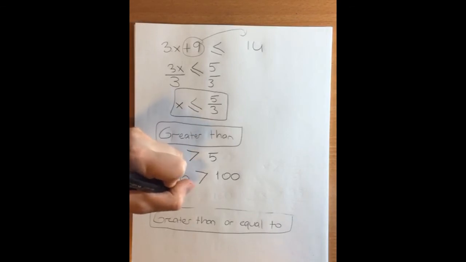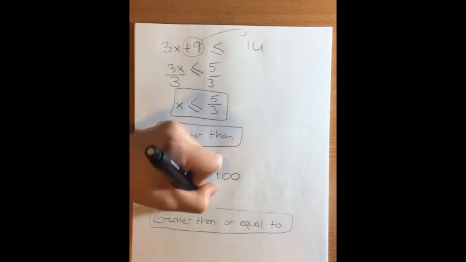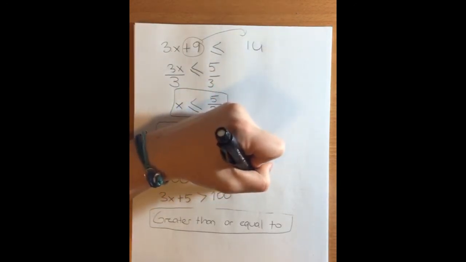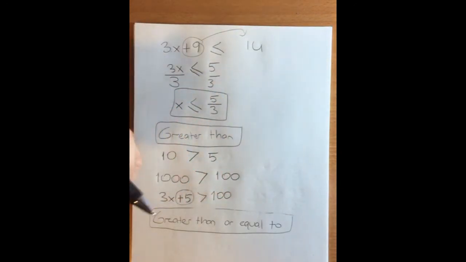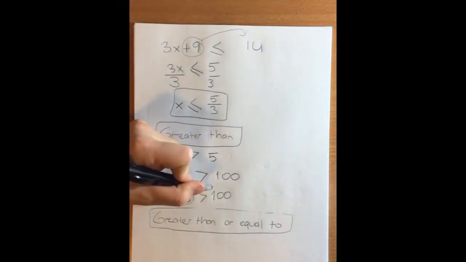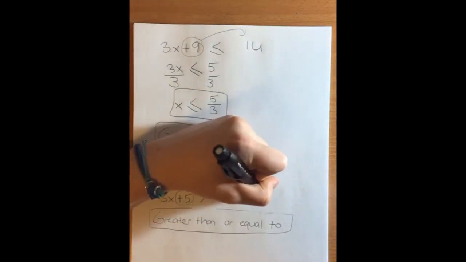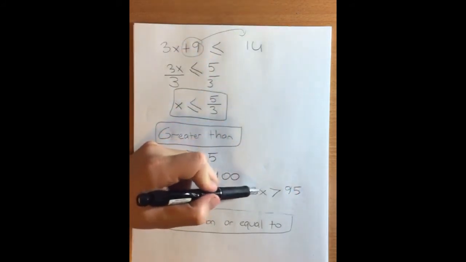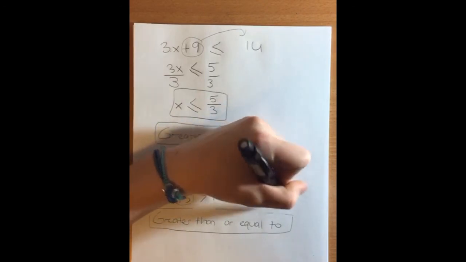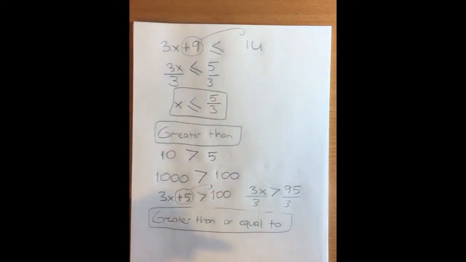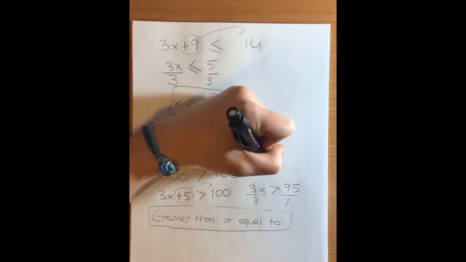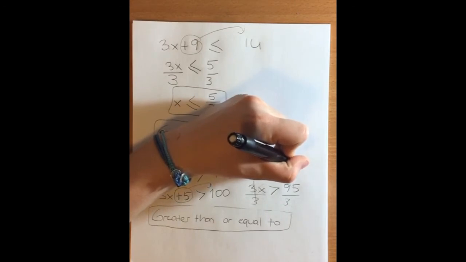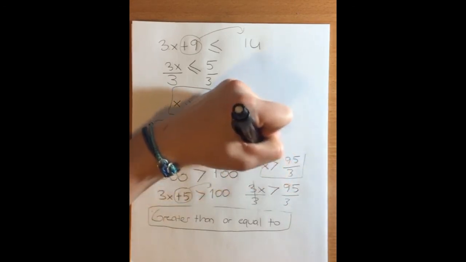3x plus 5 is greater than 100. First, we send plus 5 to the other side of the inequality. 3x is greater than 95. If we want to find x, we should divide both sides by 3. And that's x is greater than 95 divided by 3. That is our answer.